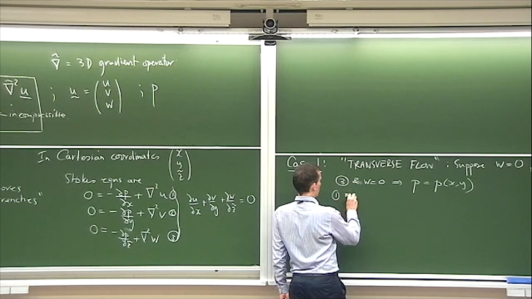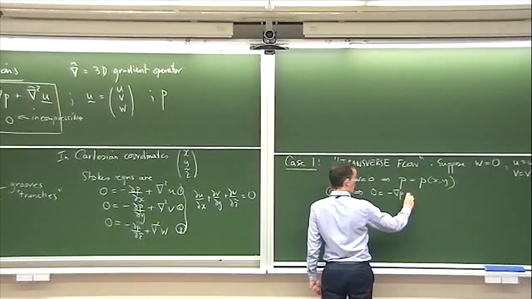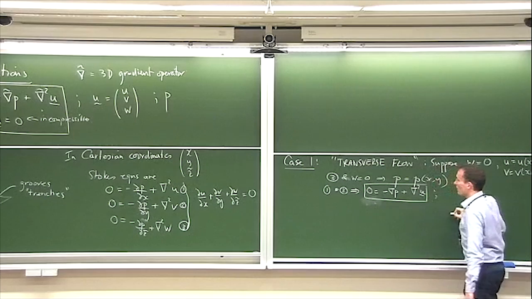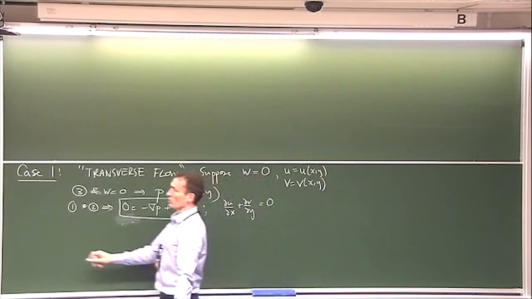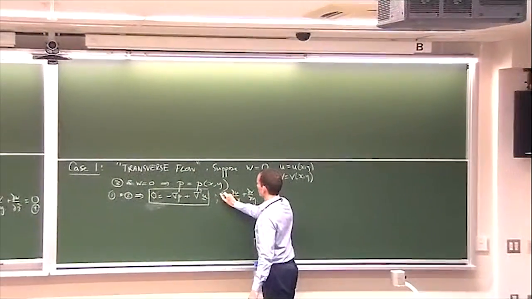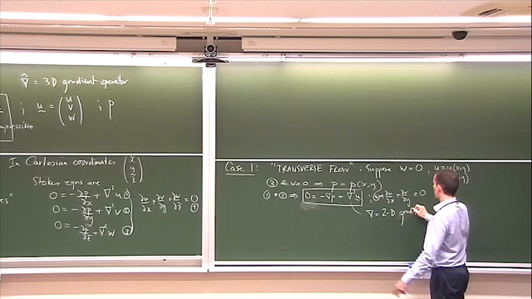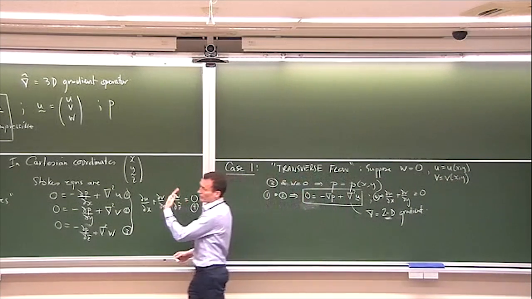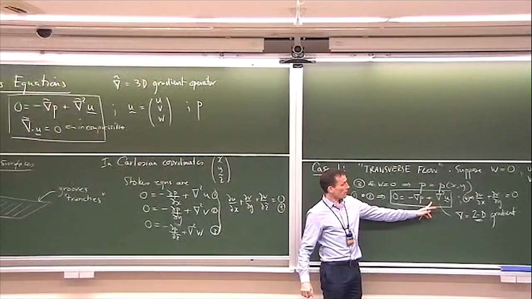And then 1 and 2 imply that, I'm just going to write like this. And then, of course, we have du by dx plus dv by dy is 0. Let's call this 4. 4 implies this one. By the way, gradient now is a two-dimensional gradient operator, so there's no tilde. So in the case when things are just coming transverse over here and things aren't moving in this direction, they're just moving across, then these are the equations you get. You get this 2D version of the Stokes equations.